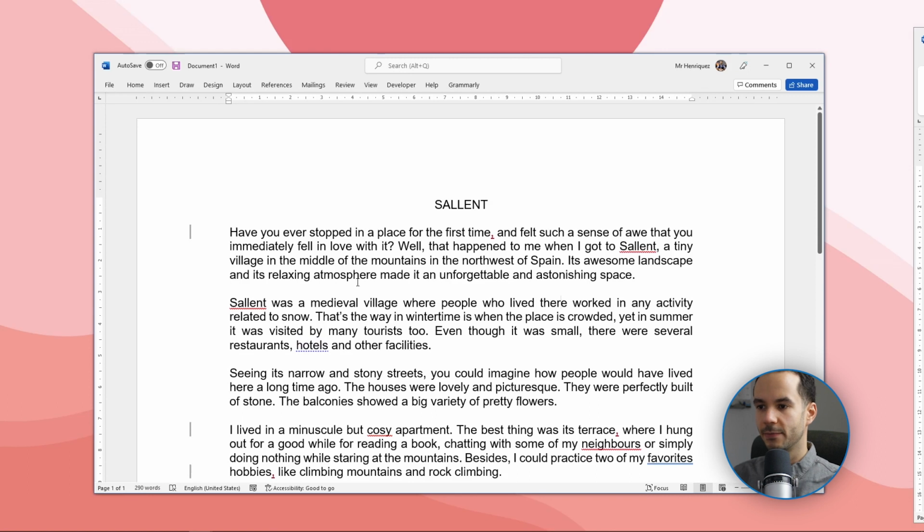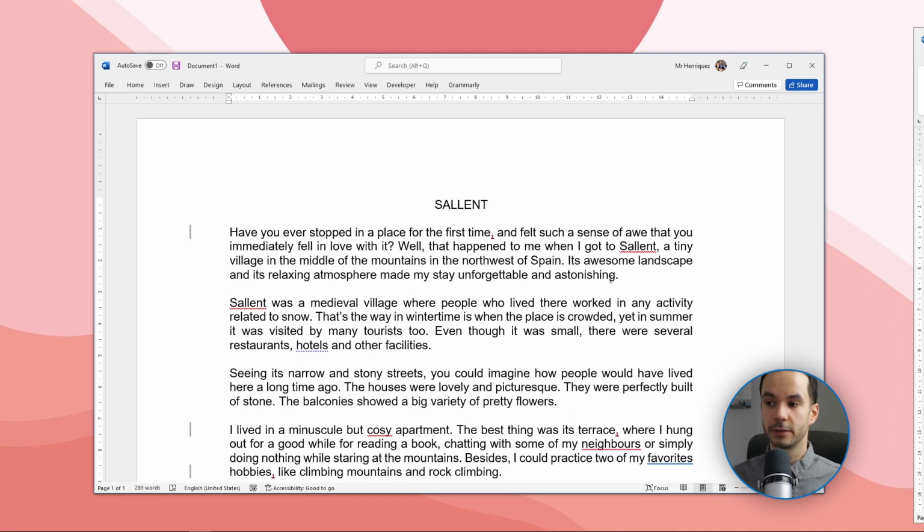And its relaxing atmosphere. We're going to remove space. But I want to keep the word unforgettable. And then we get it, which in this case refers to Salon, which can be unforgettable and astonishing. But I'm going to change it into stay. So I'm going to make this into made my stay unforgettable. Now, we need to remove astonishing.